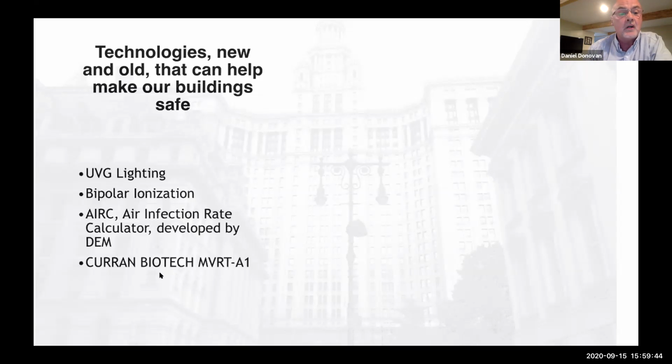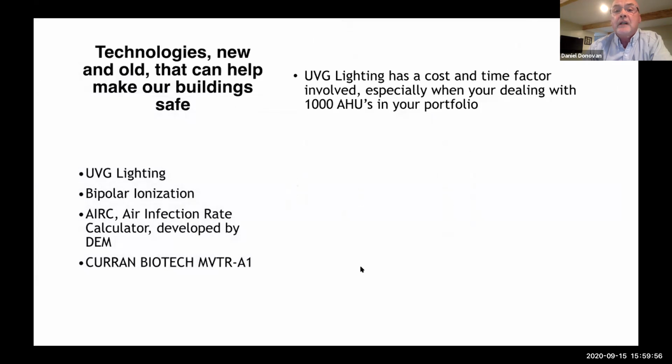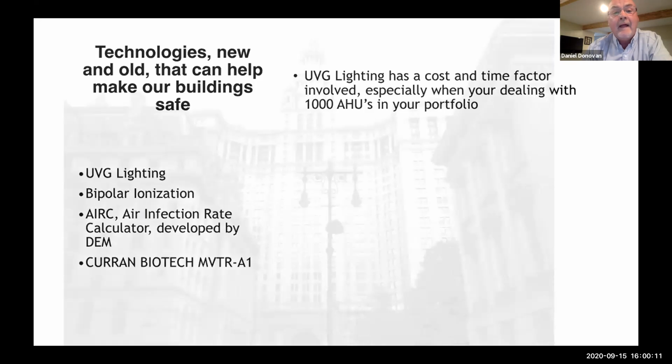And then there's Current Biotech, NVRT-A1. It's a technology out of the University of Houston that the second part of my presentation is pretty much going to be on. So UVG lighting has a cost and a time factor involved. And when you work for the city and the city is broke, installing UV lighting in 1,000 air handlers in your portfolio, then I think you understand where I'm going with that.